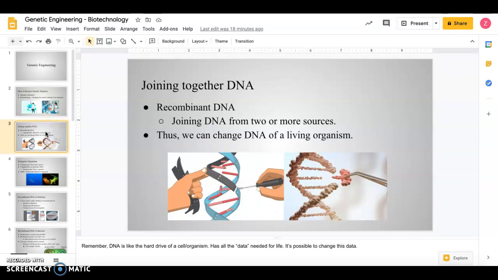But if we want to dive into something more complex, let's talk about joining together DNA. Remember, DNA is like the hard drive of a cell, an organism. It has all the data needed for life, but it's possible to change this DNA. In doing so, we can create recombinant DNA, which is the joining of DNA from two or more sources, two or more organisms.